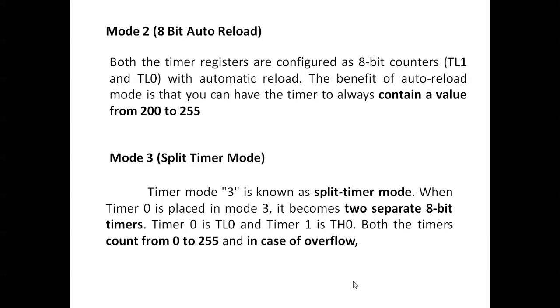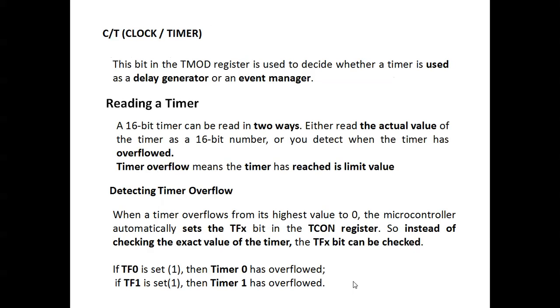Mode 3, 11, is the split timer mode. When timer 0 is placed in mode 3, it becomes two separate 8-bit timers. The timer 0 is TL0 and timer 1 is TH0. Both count from 0 to 255 and then overflow.